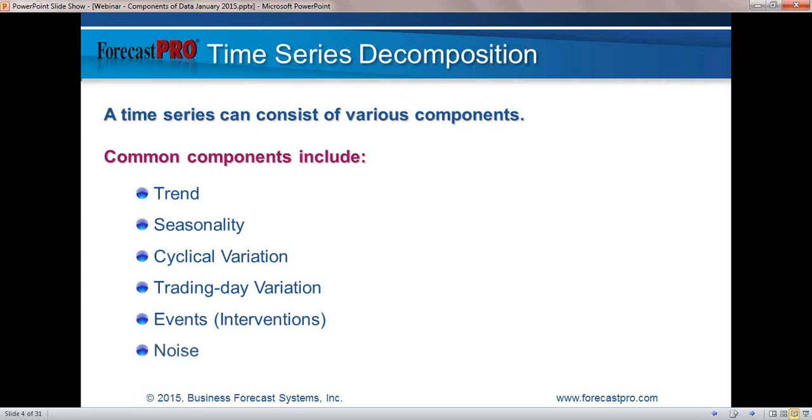The last component that we'll be considering is noise. And noise is usually the part you can't explain. It's the random variation that exists in the data. And what we'll see is that noise, although we can't explain it and we can't forecast it, we can measure it.